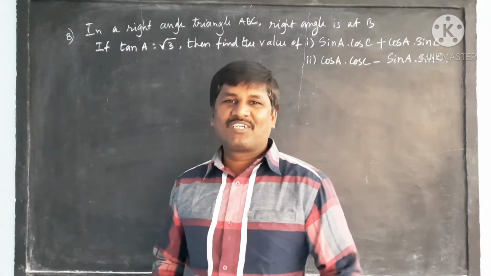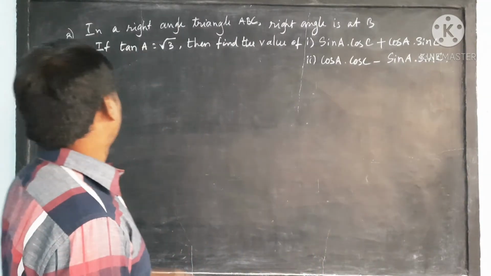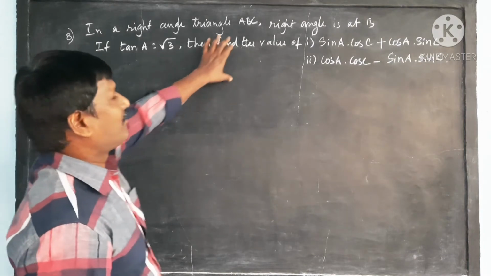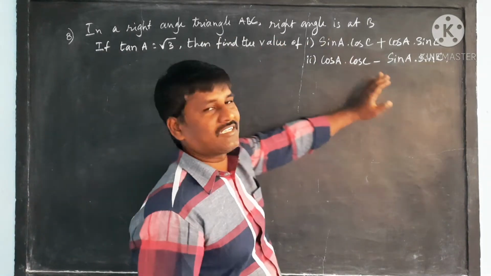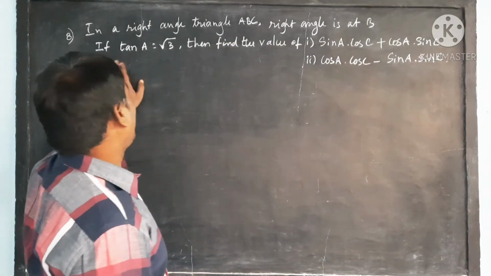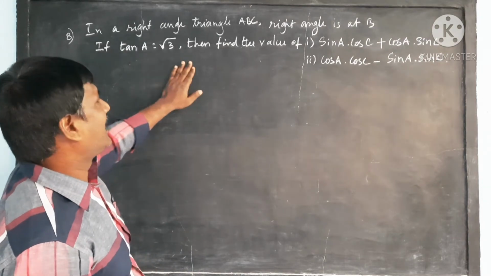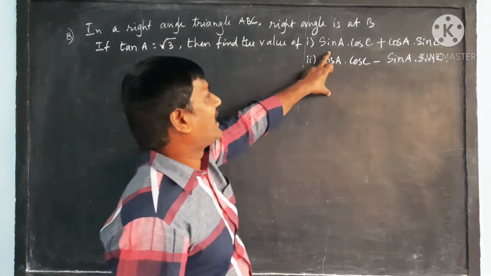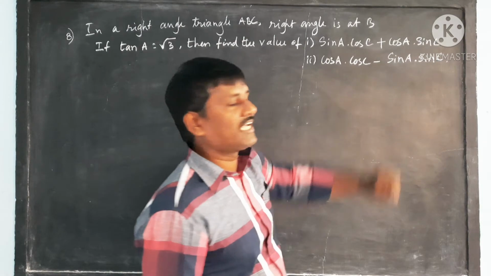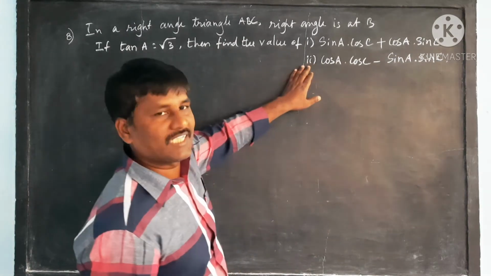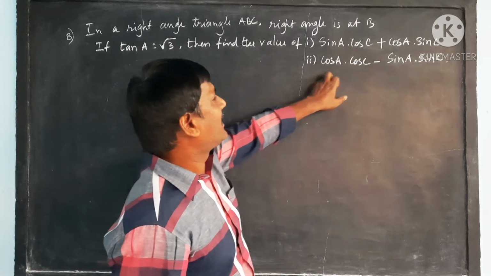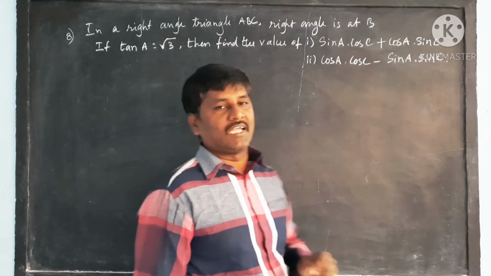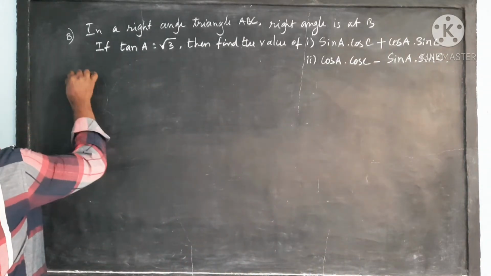Now let us read question number 8. The question is: in a right angle triangle ABC, right angle is at B. If tan A is equal to root 3, then find the value of sin A into cos C plus cos A into sin C, and the second part is cos A into cos C minus sin A into sin C. Now let us start the solution.